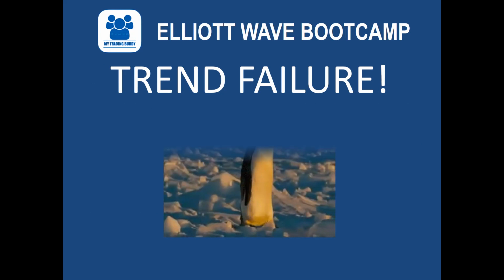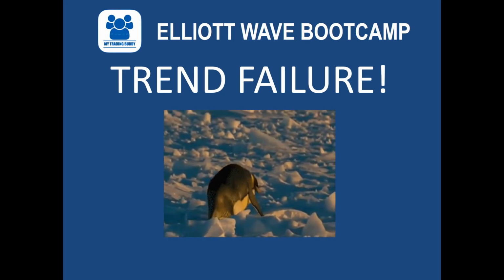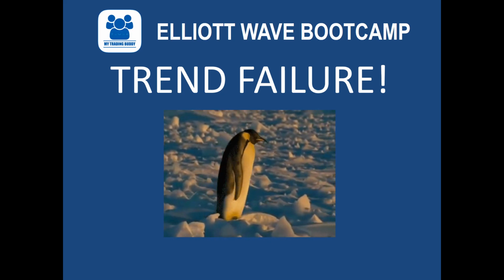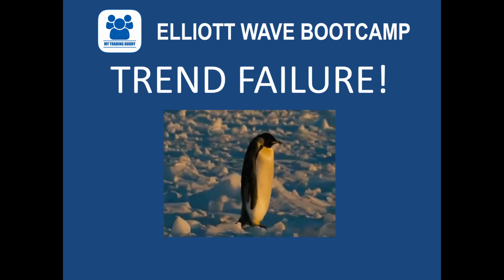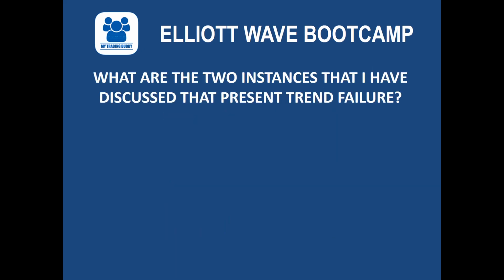So trend failure. Now, sometimes when we're observing these Elliott waves and we're checking on the charts every day, some of these trends will fail. So we've just gone through them now. What are the two instances that I have just discussed that present trend failure? Can anybody tell me? The rules, some of the two of the rules.